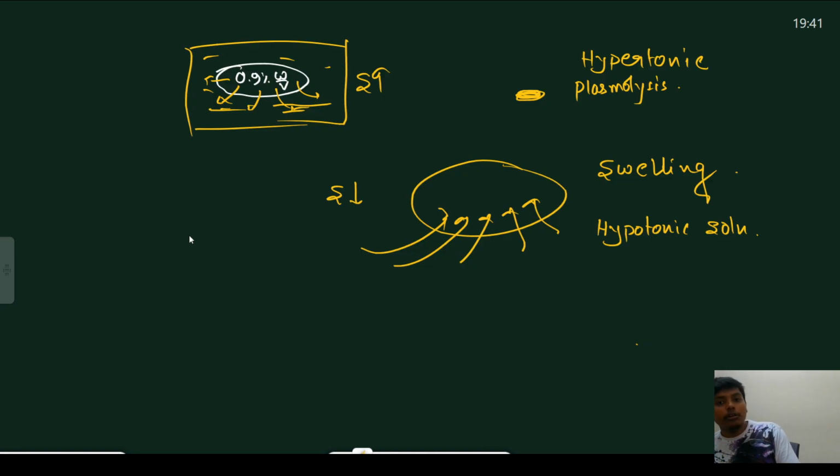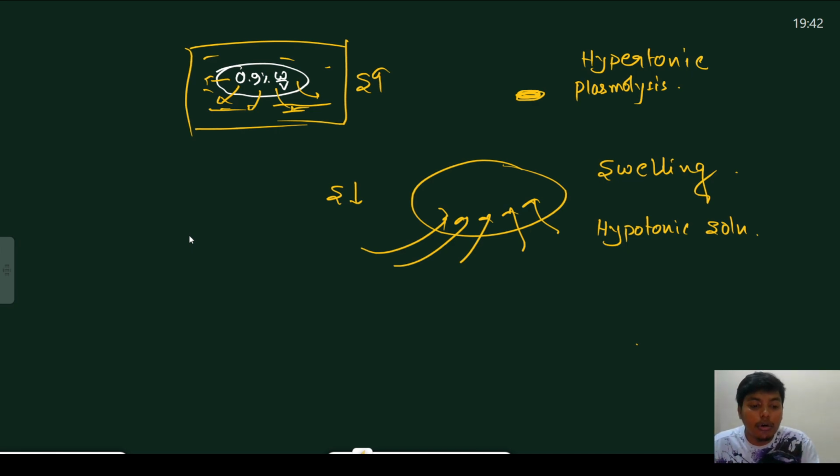Yes, understood? Yes, sir. Isotonic, hypertonic, hypotonic. Yes, sir. Clear? Any doubt? Anyone have any doubt? Sir, hypotonic means it will shrink. Hypotonic means it will swell.